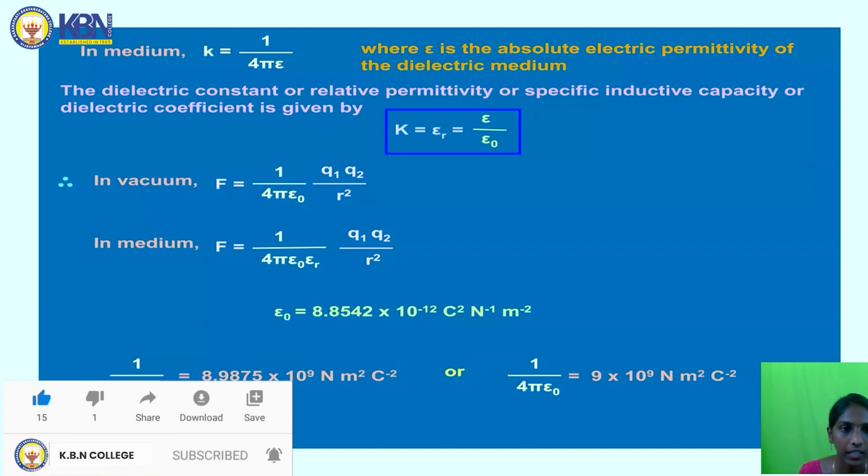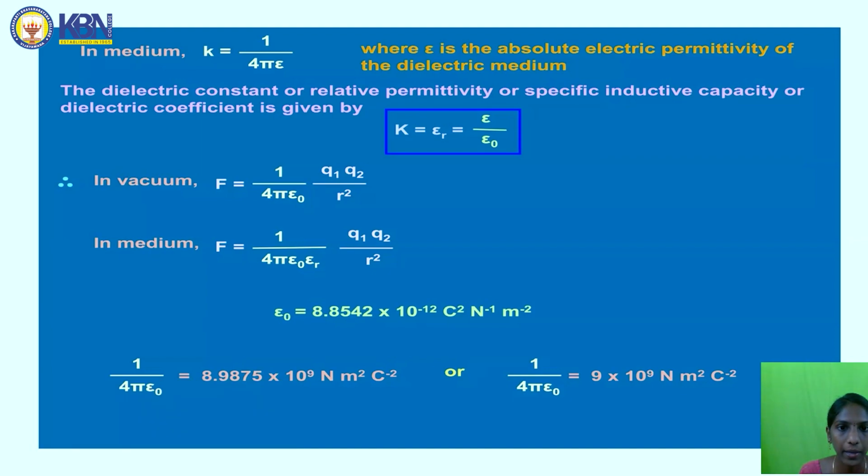In a medium, constant K is equal to 1 by 4 pi epsilon, where epsilon is the absolute electric permittivity of the dielectric medium. The dielectric constant, or relative permittivity, or specific inductive capacity, or dielectric coefficient, is given by K equals epsilon by epsilon naught. In vacuum, force is equal to 1 by 4 pi epsilon naught into Q1 Q2 by R square. In a medium, force F is equal to 1 by 4 pi epsilon naught epsilon R into Q1 Q2 by R square.